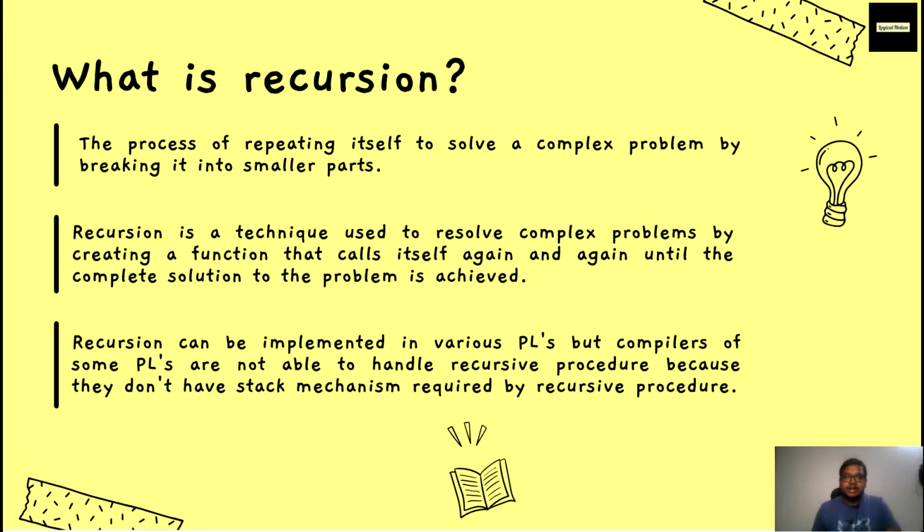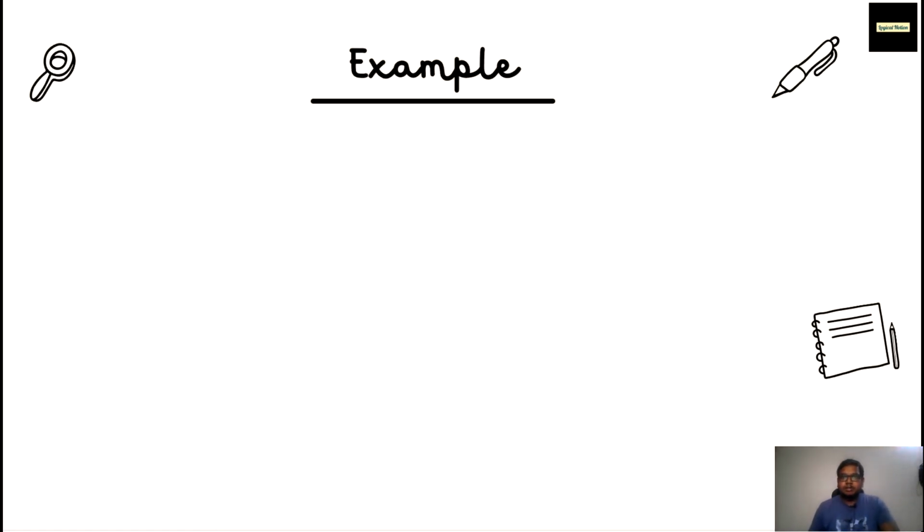You will understand it more clearly through an example. So now let's discuss some examples of recursion. The very simplest example is factorial.